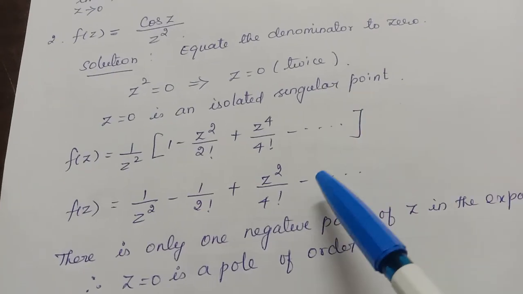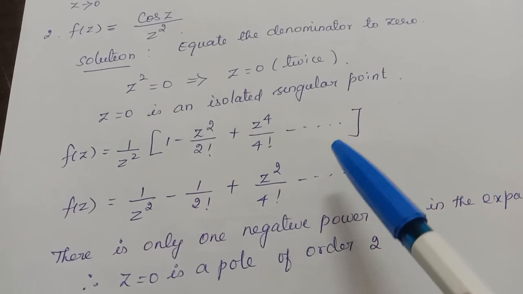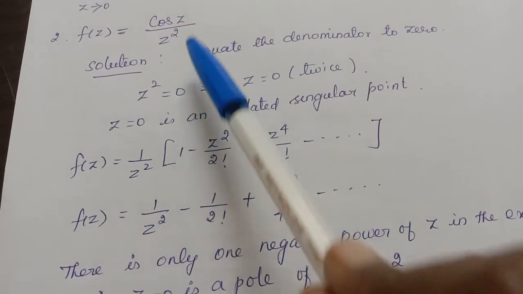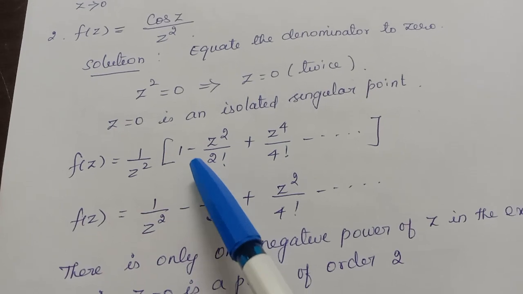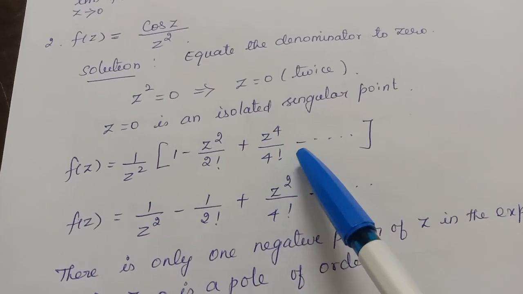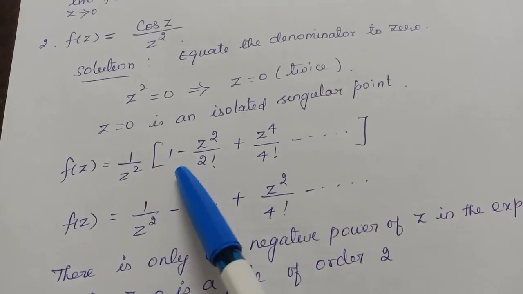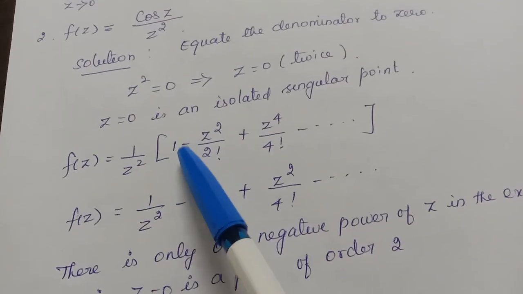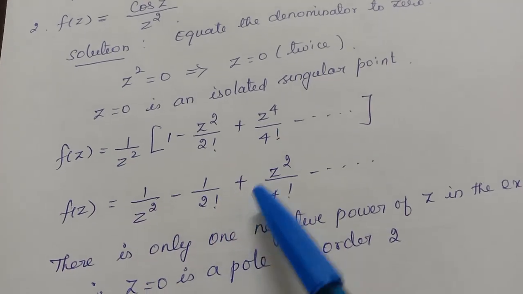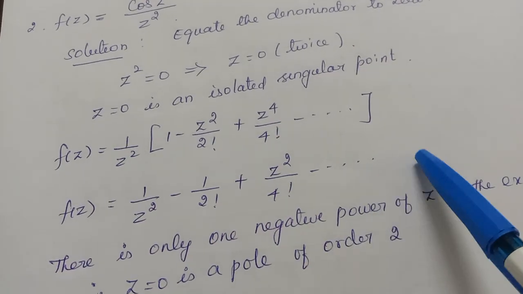So next I am going to identify whether it's a removable, pole or essential singularity. For that you write the expansion as in the previous case. 1 by z square into, for cos z it is 1 minus z square by 2 factorial plus z power 4 by 4 factorial minus etc. Multiply this 1 by z square inside. So 1 by z square minus, this z square gets cancelled. So 1 by 2 factorial plus z square by 4 factorial minus etc.